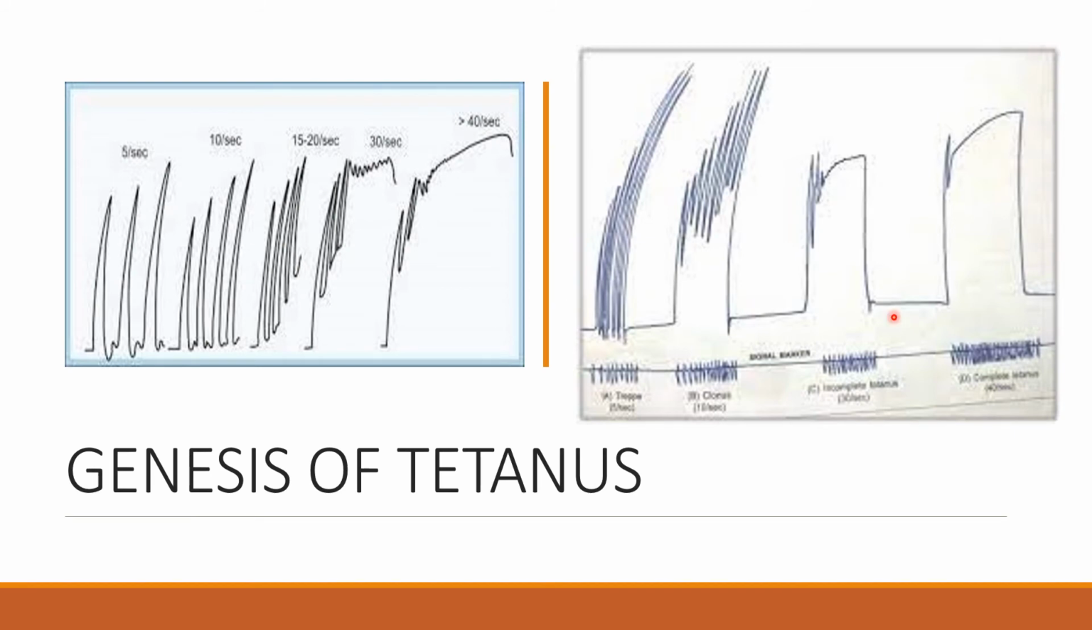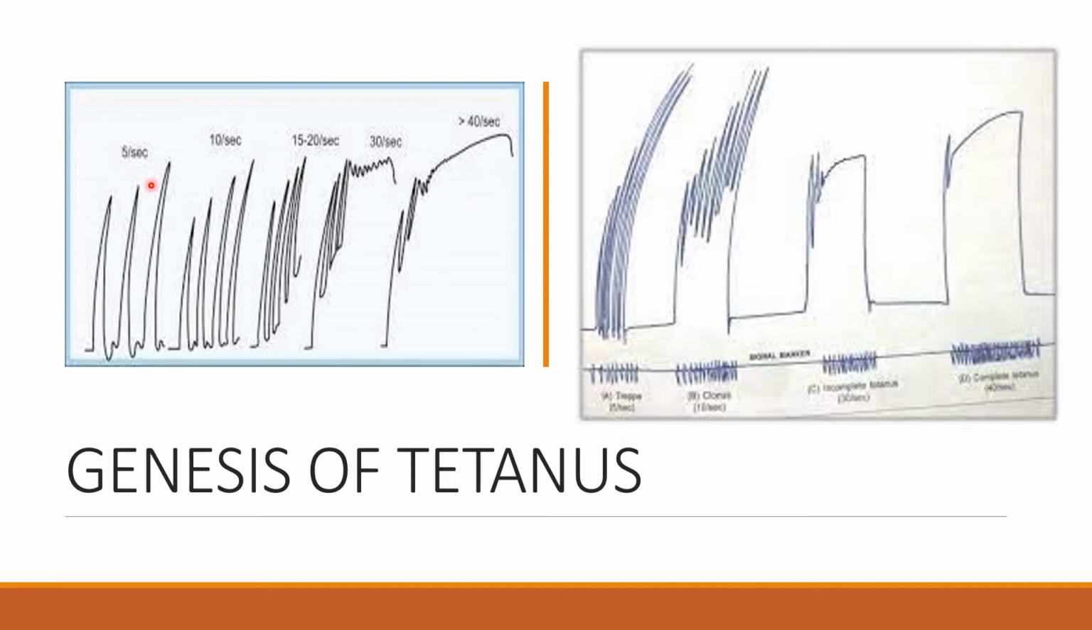Okay. And the next graph is genesis of tetanus. So here tetanus means a sustained tonic contraction of the muscle without relaxation. Okay, that is tetanus. That is happening because of repeated stimulation of the muscle. So if the muscle is stimulated at a lower rate or lower frequency, there is no tetanus. And if the rate of stimulation is increased, that is a higher frequency, then only tetanus will happen.